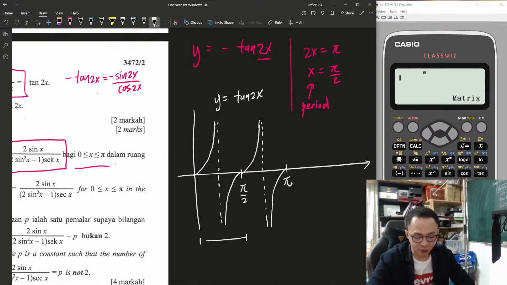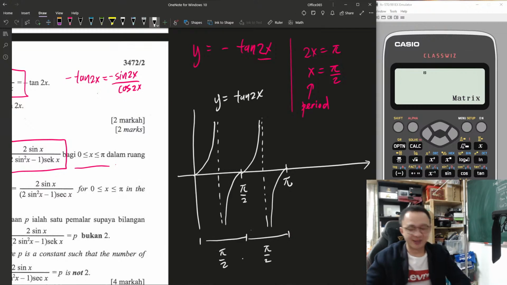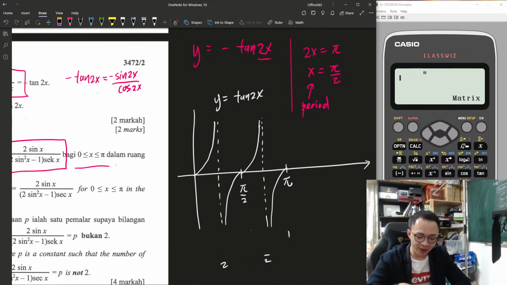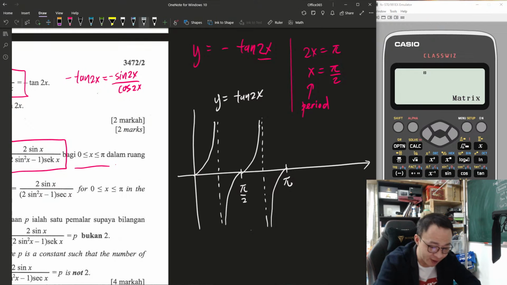Okay, another pi over 2. So here will be another pi over 2, pi over 2. So you can see there's 2 cycles here. But this is positive tangent 2x. So if I want to do negative tangent 2x, what I will do is, I will flip over the thing.